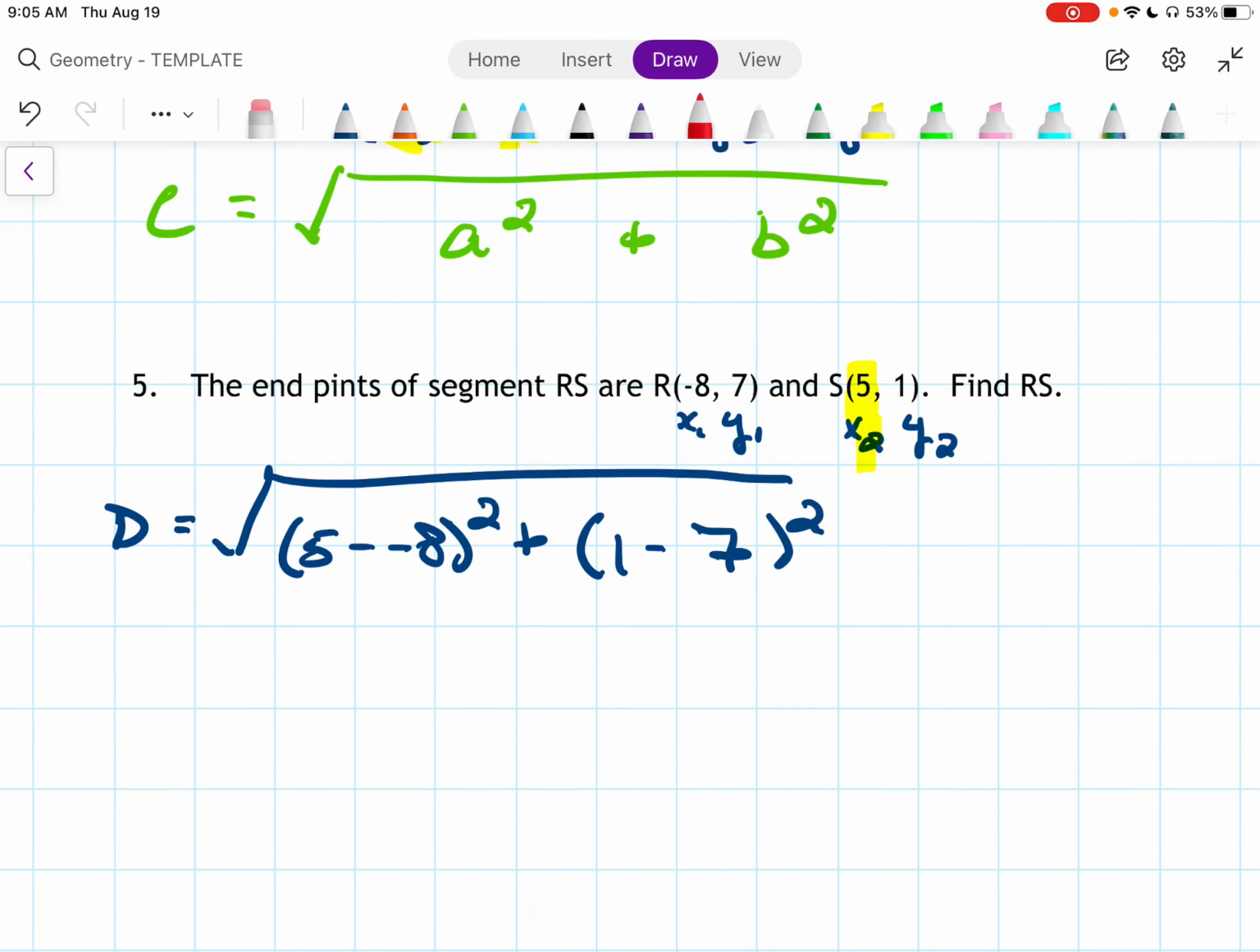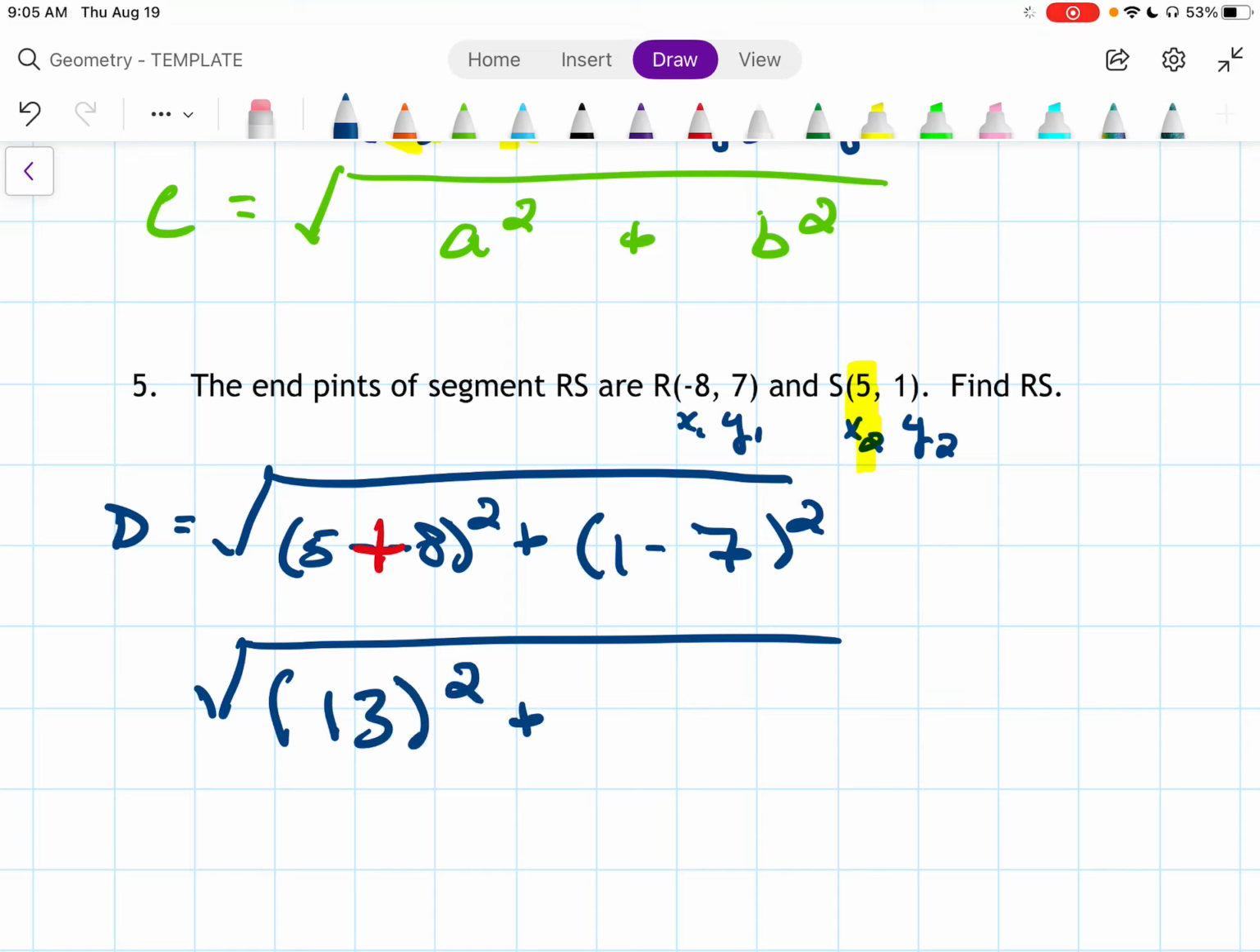Remember that if we have a double negative where we have 5 minus minus 8, that turns into a plus. So I'm going to have big square root 5 plus 8. And also, I highly suggest that you don't try to type the whole thing in the calculator right away. There's way too much here to type in a calculator, and you'll probably end up messing up if you do it. So 5 plus 8 is 13 squared, plus 1 minus 7 is going to be negative 6 squared.